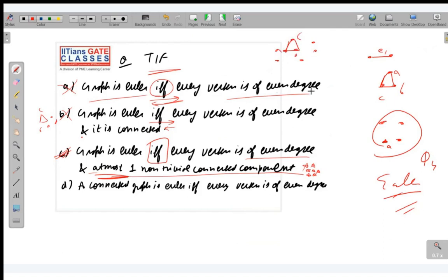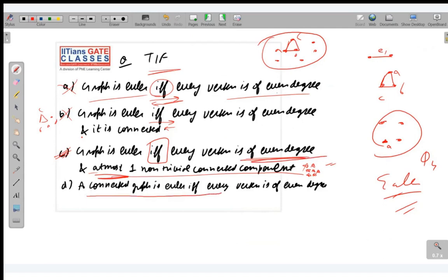So overall in this graph, at most one non-trivial connected component. Rather, I should say exactly one non-trivial connected component. The rest are trivial, so no problem. That's why I have said that at most one non-trivial connected component should be there. And every vertex is of even degree, that is for sure.